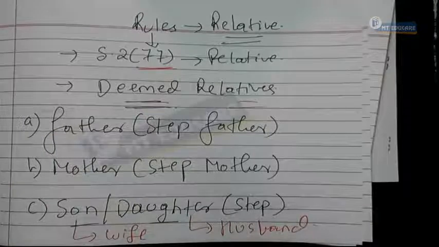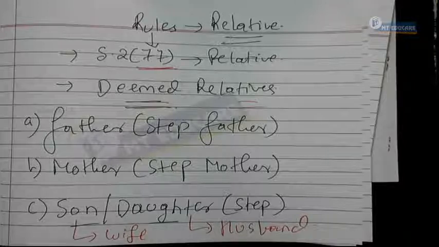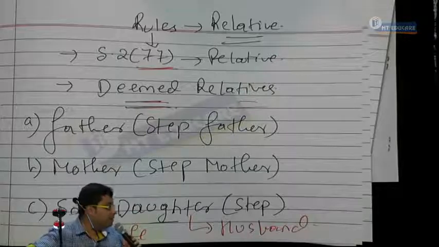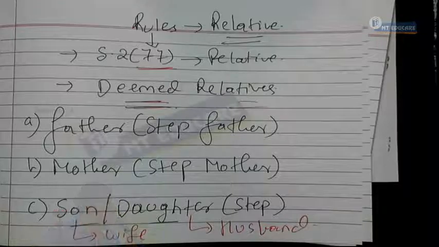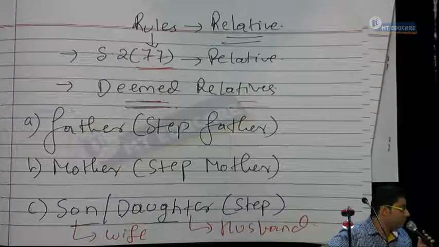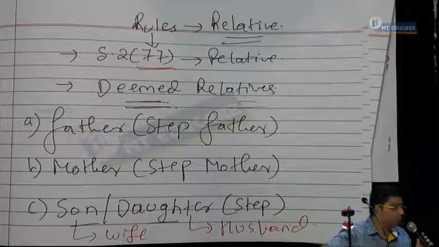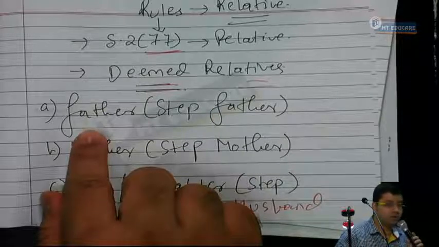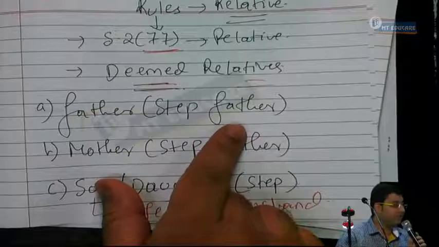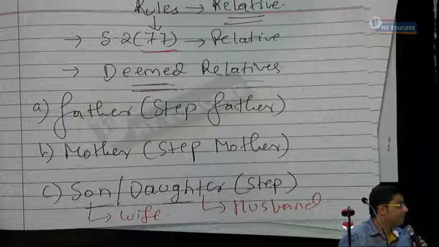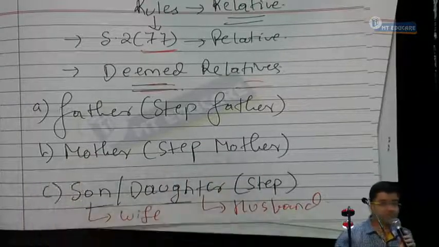According to these rules, the following people are deemed to be relatives. Number one, father, including stepfather. Second, mother, including stepmother.